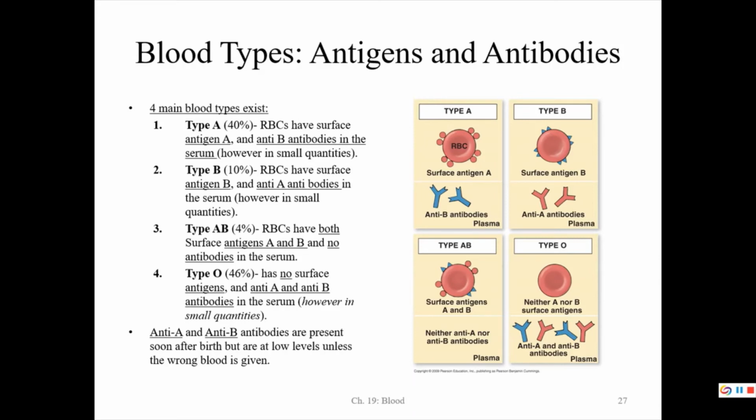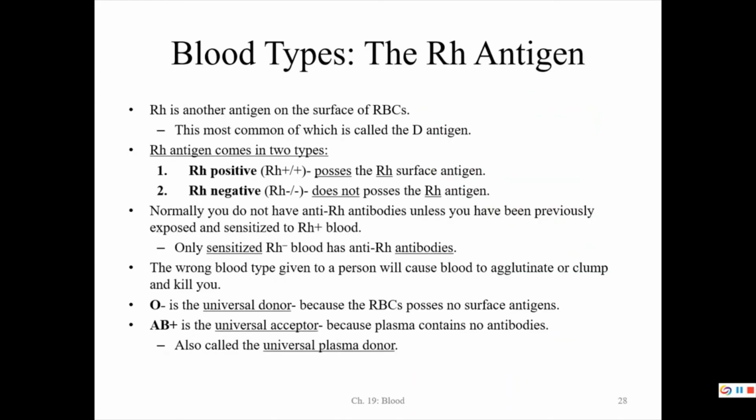Now here they use a circle for A and a triangle for B. It doesn't matter what shape you use. I'm just using it as an indicator to give you guys an idea. Now, the next thing is called the Rh factor. Now, Rh factors are a whole different ball game.